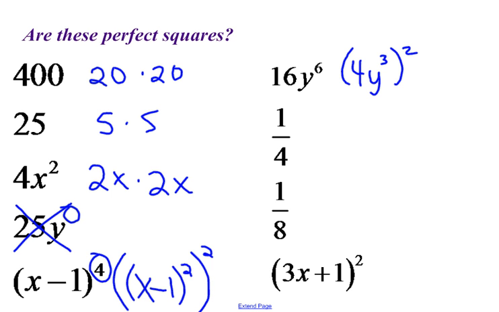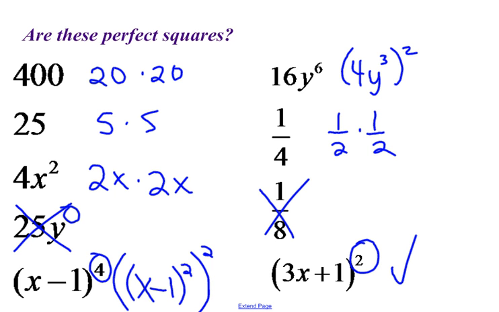It's a perfect square. What about 1/4? That would be 1/2 times 1/2, so it is a perfect square. What about 1/8? Is that 1/4 times 1/4? No, that would give us 1/16. So 1/8 is not a perfect square. 3x plus 1 squared, that is going to be a perfect square because its exponent is even.